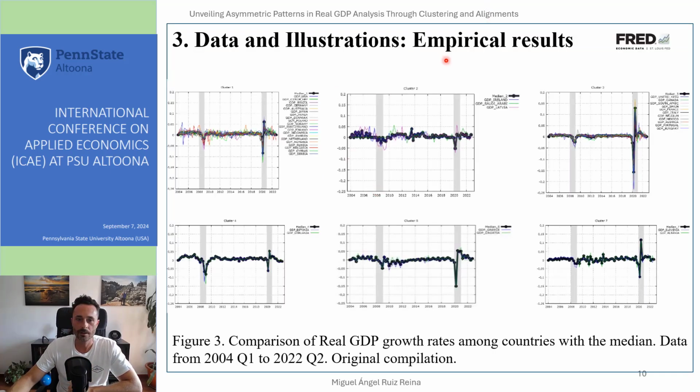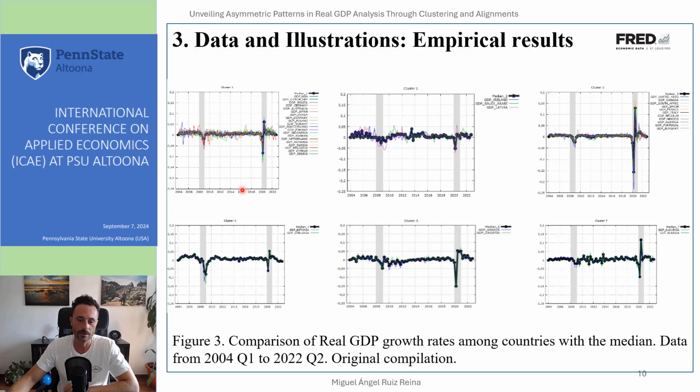Here we have the data from the Federal Reserve of St. Louis database comprising 3,648 observations from 48 countries spanning from 2004 to 2022, expressed in quarterly data. It includes the major economies such as USA, UK, and Japan, as well as emerging markets like Brazil and India, with a focus on real GDP growth rates.